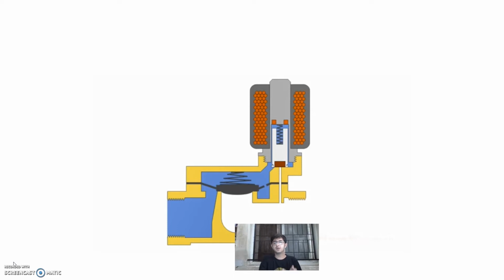Okay, so that's what we have about indirect solenoid valve. The main difference between direct and indirect solenoid valve is the diaphragm, and indirect solenoid valve can work on higher pressures, right?